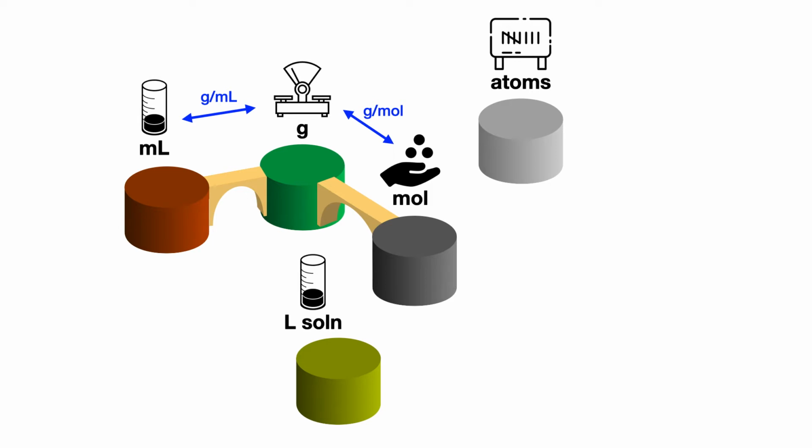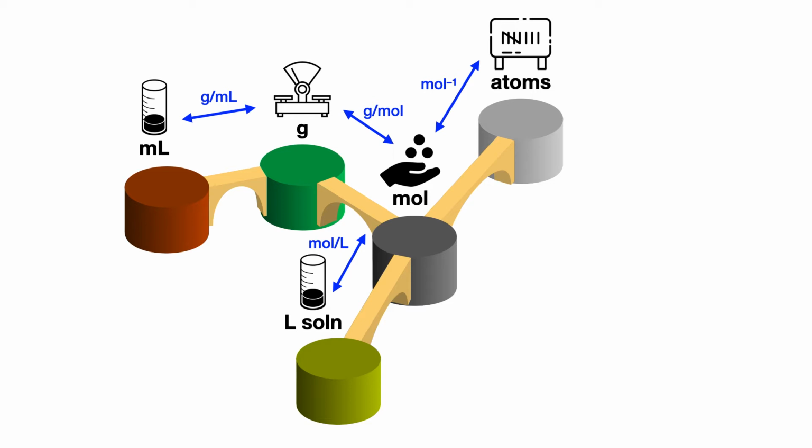And for a solution, if we know the molarity, that allows us to connect the number of moles of a substance with the number of liters of a solution. And finally, Avogadro's number gives us a connection between the number of moles of a substance and the number of atoms.